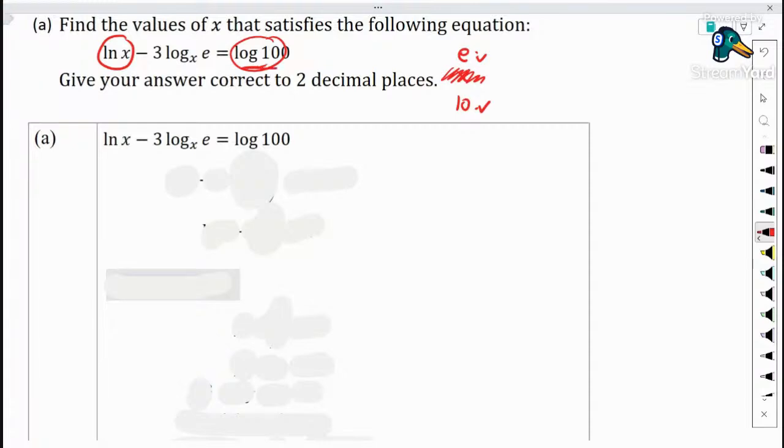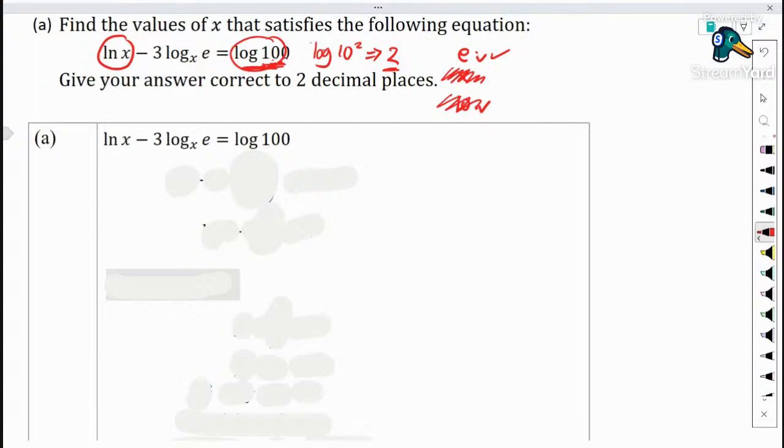And in this case, we find out that the base 10 one we can actually simplify, because we notice that 100 is actually 10 squared. So we have log to the base 10 of 10 squared, and this can simplify to become 2 according to the law of log. So no longer have log, just remain with constant 2. So therefore, our choice is we change to base e.